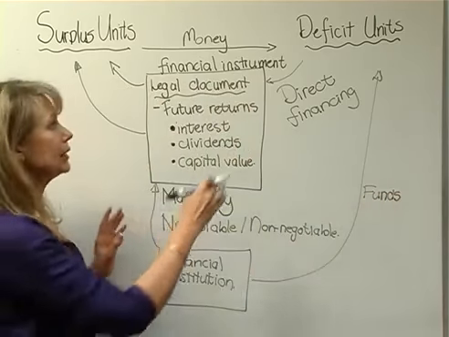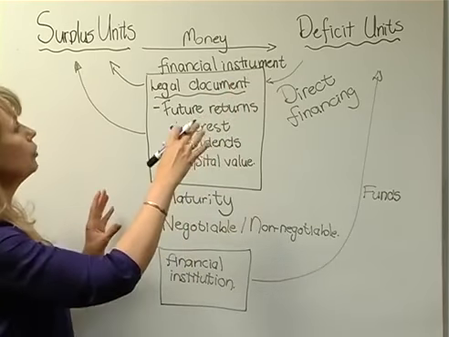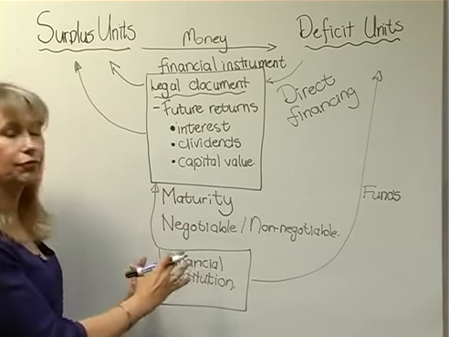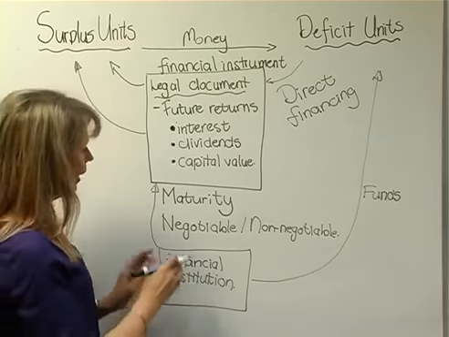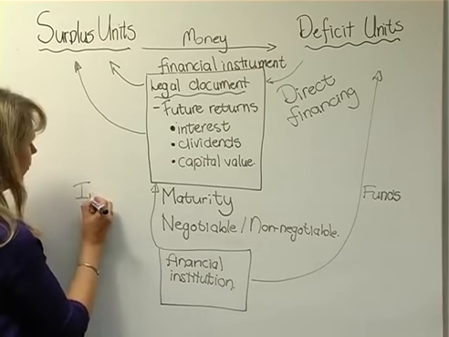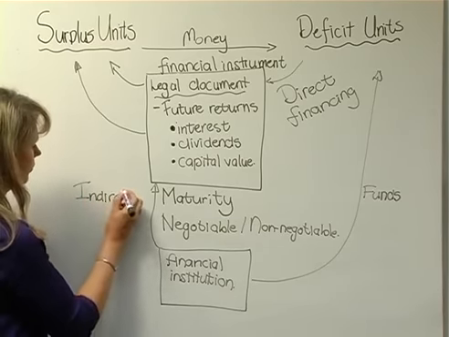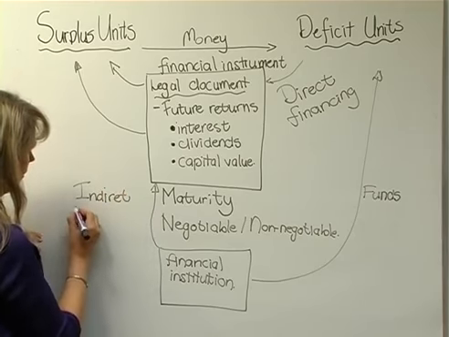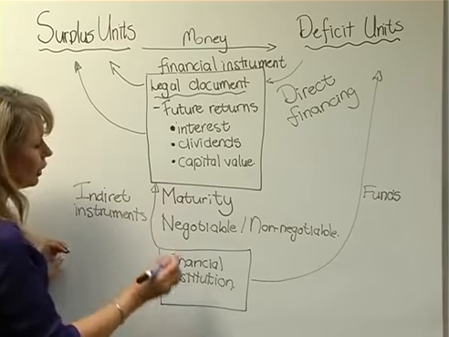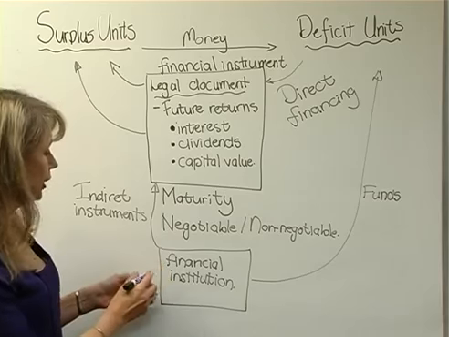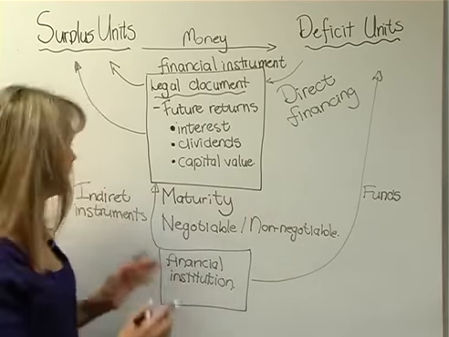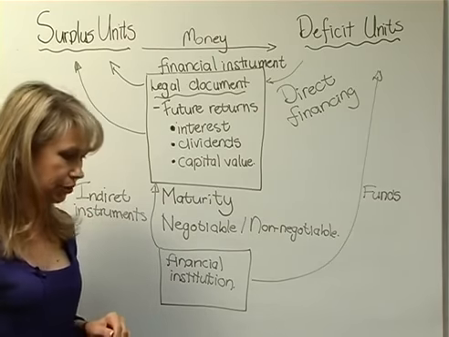So you can see in this case, there's no direct communication or direct link between the deficit and the surplus unit. It happens via the financial institution. And instruments that are created in this manner are called indirect instruments. So all instruments that are issued by financial institutions and from which they then use the funds to provide to the deficit units, they are called indirect instruments.